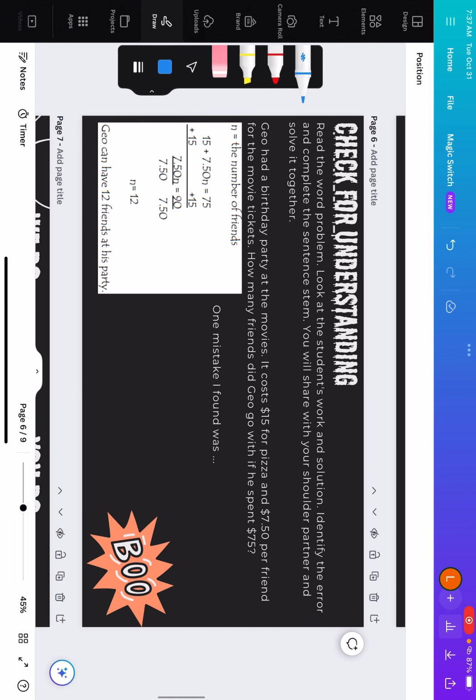Going on to your check for understanding. Read the word problem below. Look at the student's work and solution. Identify the error and complete the sentence. Then you will share with your shoulder partner and solve it together.